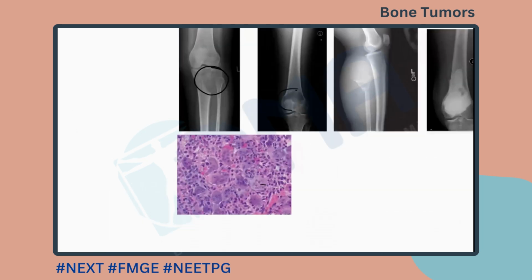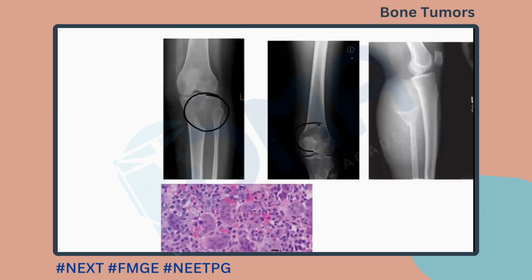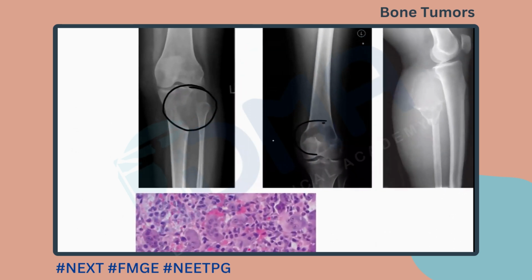I will show you a giant cell tumor picture. Yes, you can see the giant cell tumor. This is the tumor which is destroying the cortex. Though it is a benign tumor, it is locally very aggressive. Most commonly seen in the distal femur.